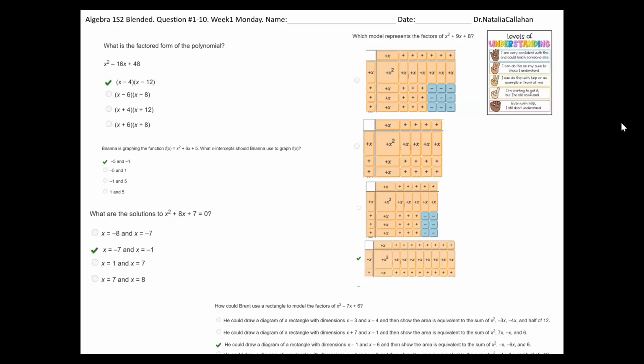Okay, so welcome back. We took a break and now you guys have questions 6 to 10, which is going to be on this part right here. It's on the back of your paper. So take a look at your questions and let's go ahead and get started with question number 6.